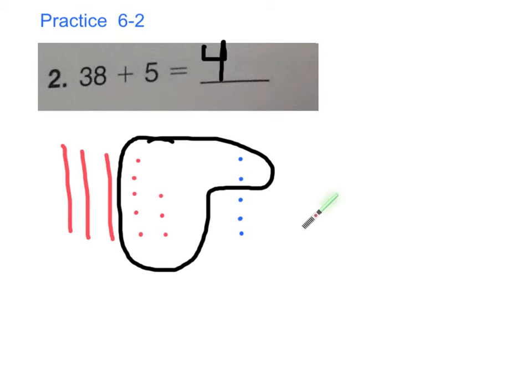Then count all of the ones that are left over. You can see that we now have 3 ones left over, and that is your new number in the ones place. By using tens and ones, we can draw the model to find the answer to the addition problem. 38 plus 5 equals 43.